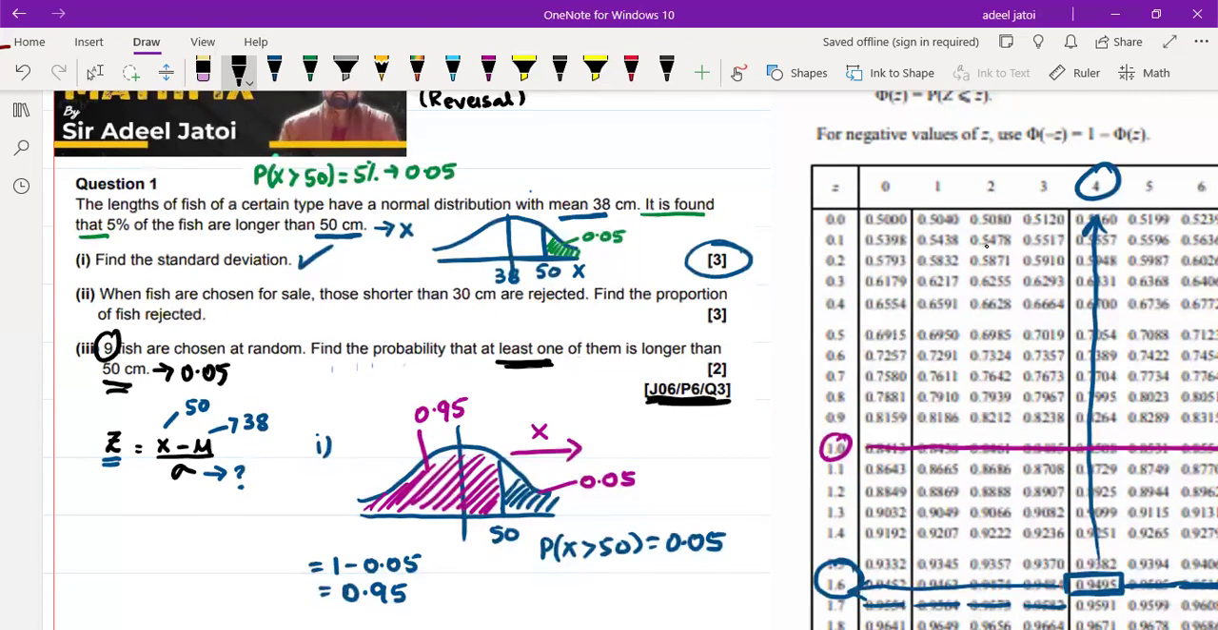So automatically what we will say is 9C1, 9C2, because we need greater than or equal to 1. So 9C1, 9C2, 9C3, 9C4, 9C5, 9C6, 9C7, 9C8, 9C9. So obviously you won't be calculating all these values. What you need to just calculate is 9C0 and subtract it from 1 so that you get all the other probabilities.